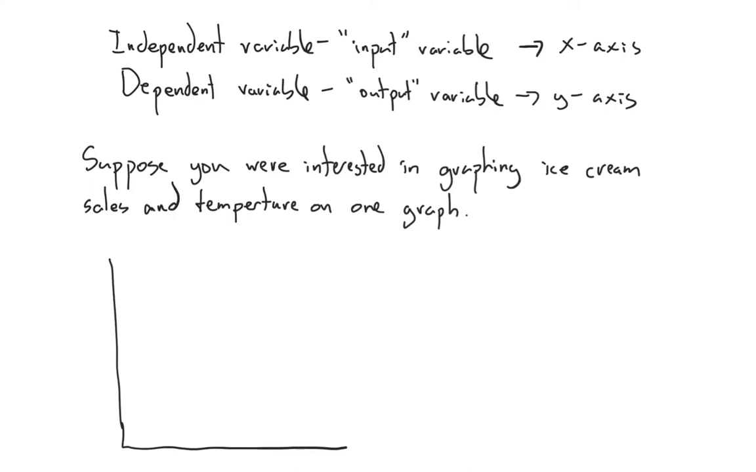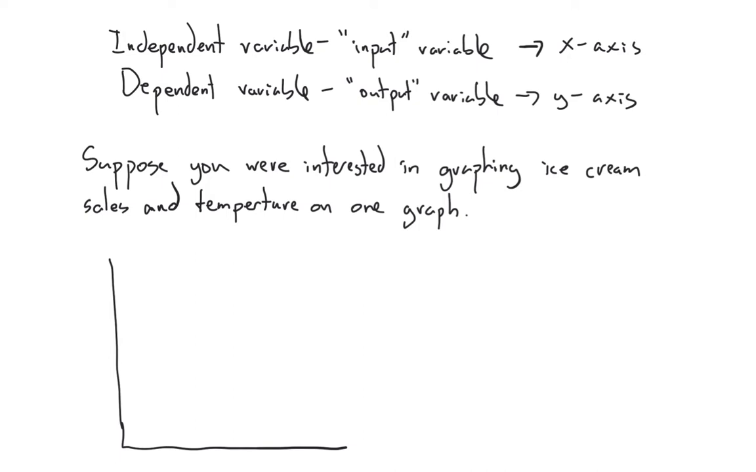In this video, I just want to do a quick review of scatterplots and graphing lines because they will be important for us in the coming section. So a scatterplot is a way of displaying paired data on the same graph.